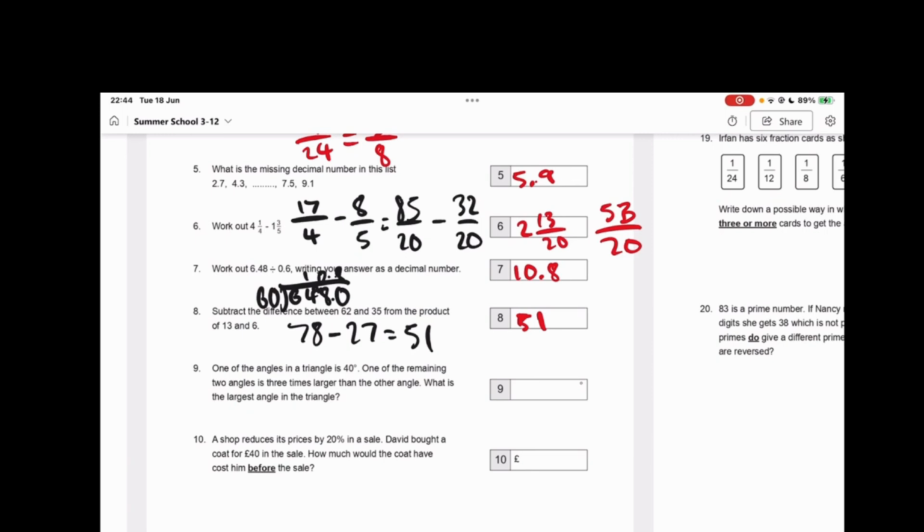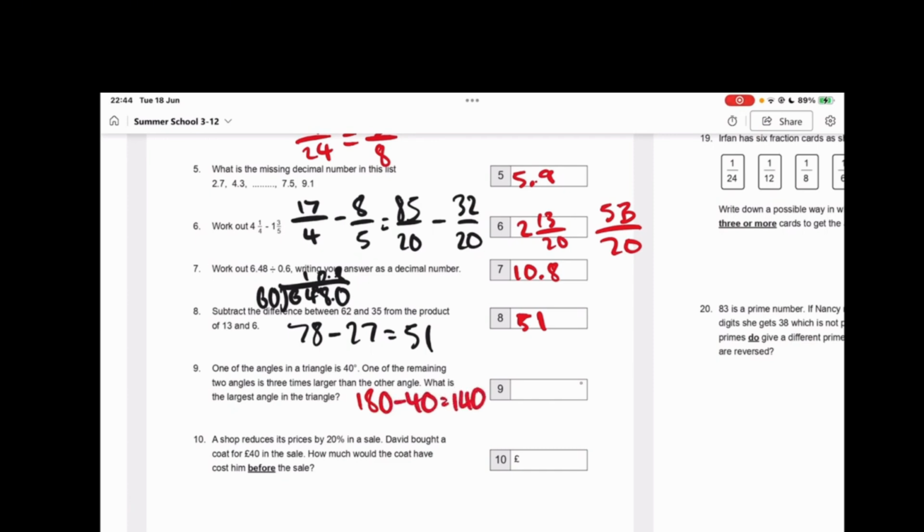Okay, one of the angles in a triangle is 40 degrees, and the other 2 remaining angles, one is 3 times larger than the other angle. So what is the largest angle in the triangle? So we know that there is a 40-degree angle, and we know that there are 180 degrees in a triangle, so 180 minus 40 will equal 140.